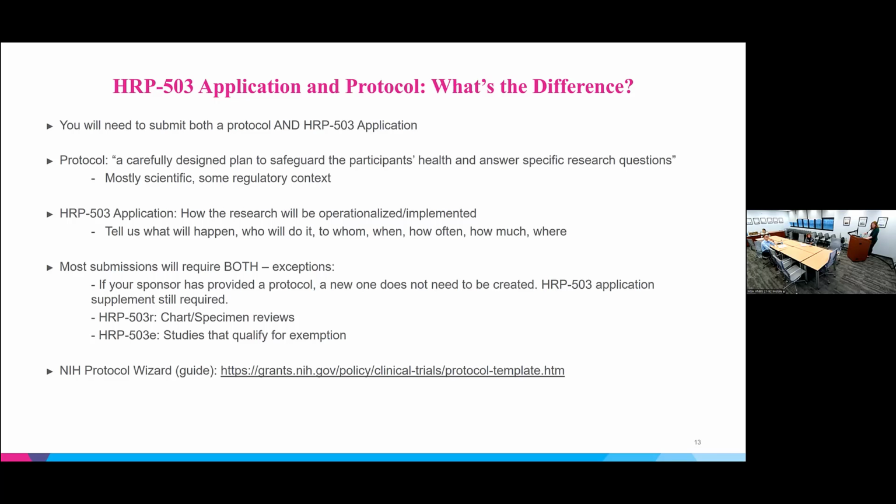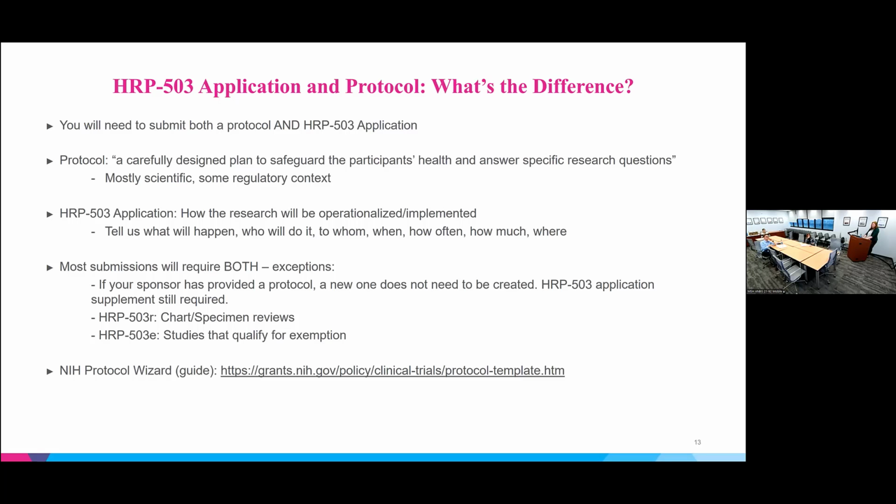So the HRP 503 details how your study will be operationalized and implemented. It's here where we essentially want the local specific information like recruitment information and other details related to human subject protection that we need to know about. The HRP 503 will always be needed. Every submission will need one. But there are a few exceptions to the need for a separate protocol to be written up. Not all of the studies need that.